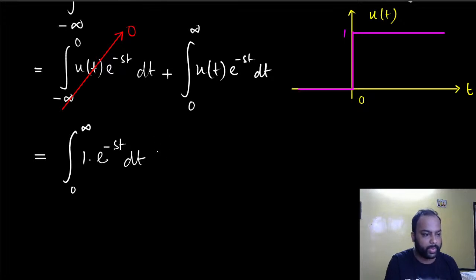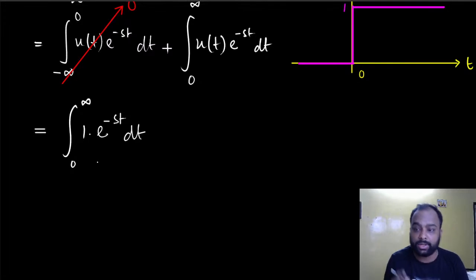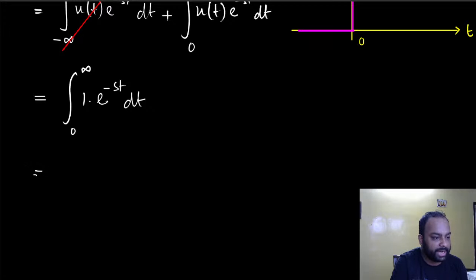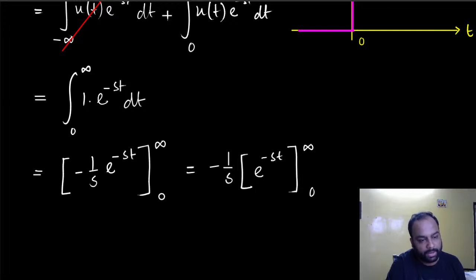All right, so that's fine, right? Now, of course, let's integrate this, and here we will encounter the first issue, which is actually kind of overlooked in your mathematics class. If I do the integration here, that's going to be minus 1 by s e to the power minus st, and the limits are from 0 to infinity. Of course, this minus 1 by s is a constant, which can go outside, and we have e to the power minus st, lower limit 0, upper limit infinity.